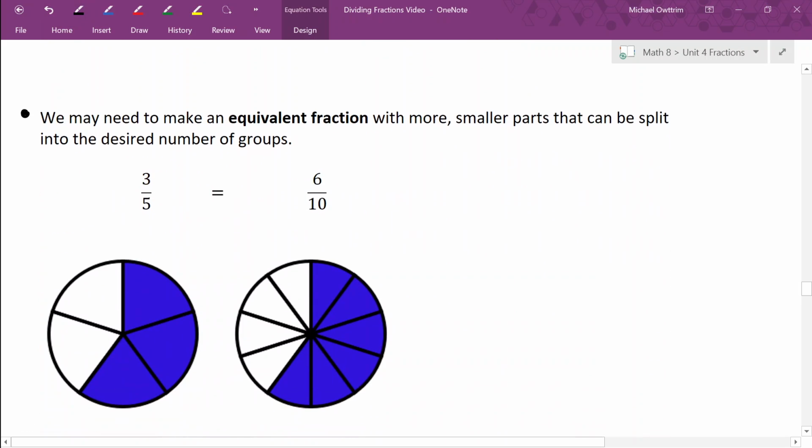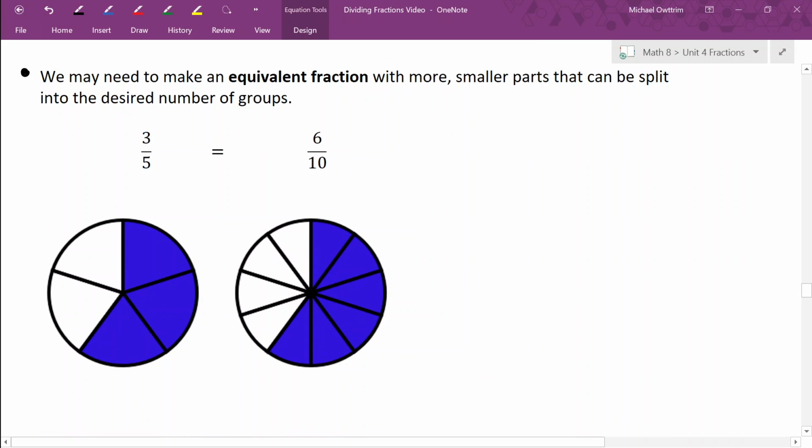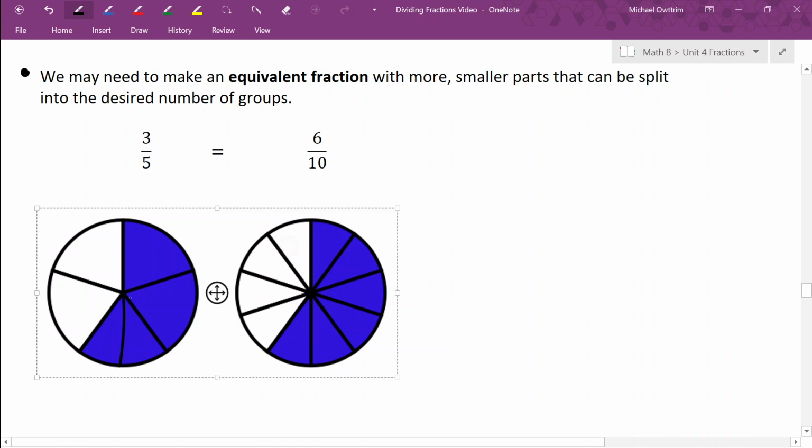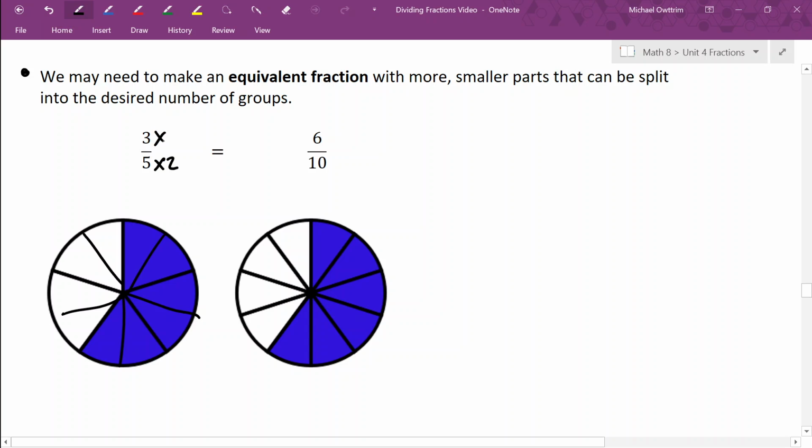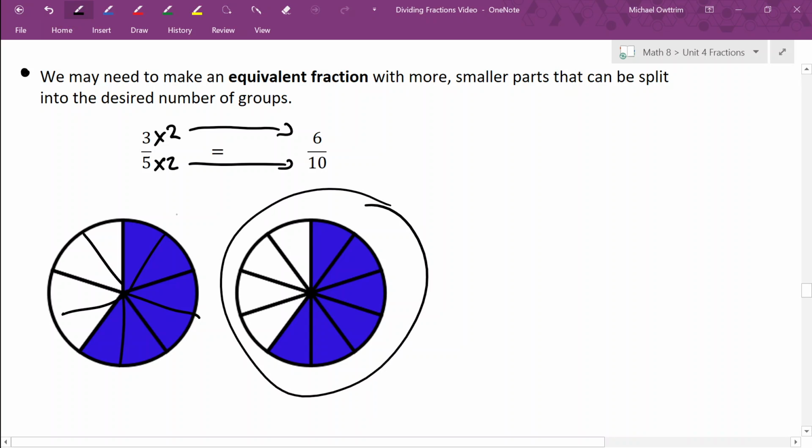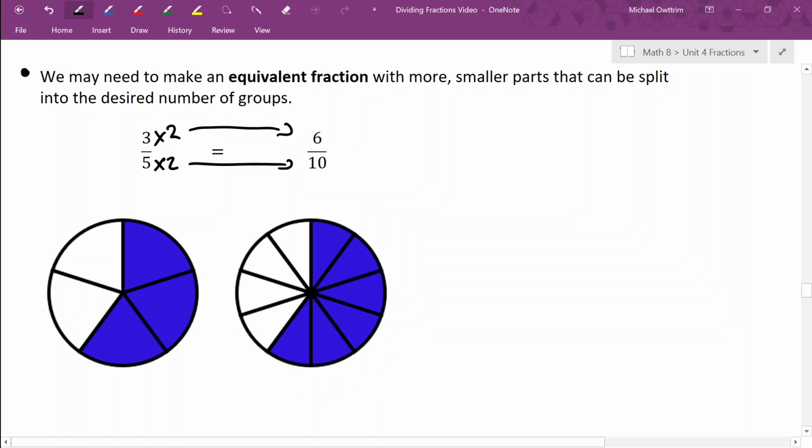But we again have that little trick that we can make an equivalent fraction with more smaller parts. So I can say that the fraction 3/5 is equivalent, or the same as, the fraction 6/10. And how do I do that? Well, I just split every part of my 3/5 in half, and that really makes twice as many parts. So of course, to make an equivalent fraction, you multiply top and bottom by the same number, and that gives us our equivalent fraction 6/10. This 6/10, you'll notice, is the same amount of area shaded as our original 3/5. It's just split up in a different way.